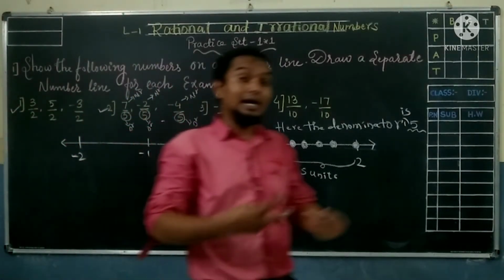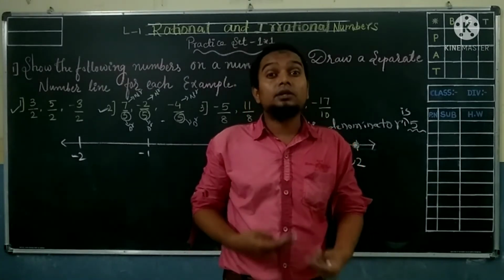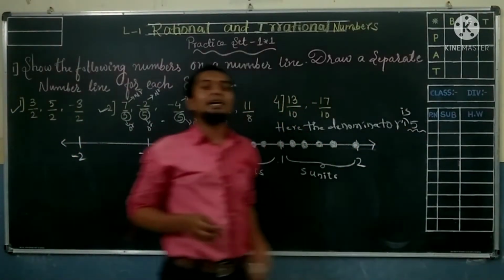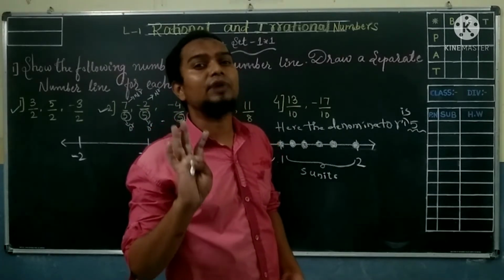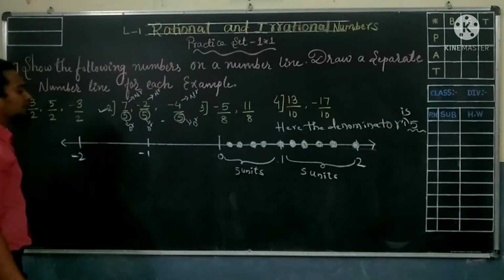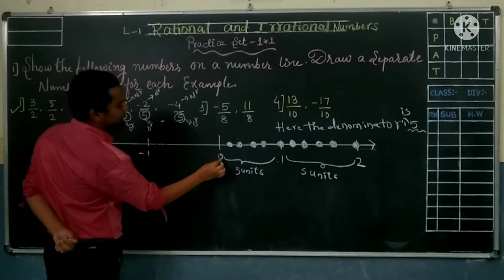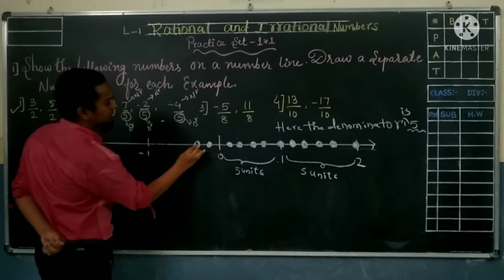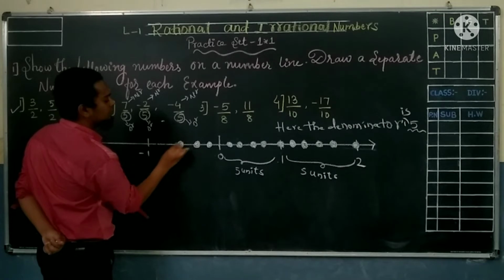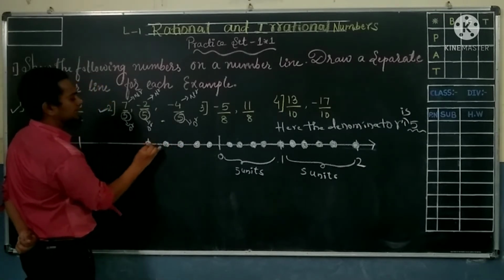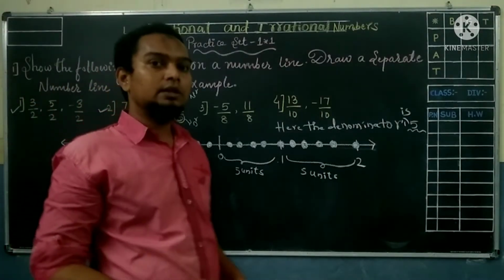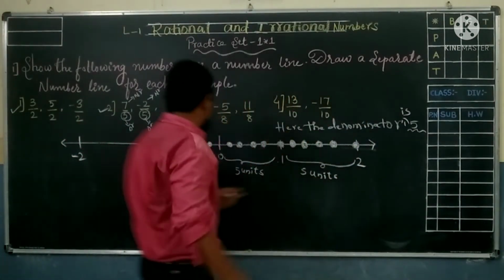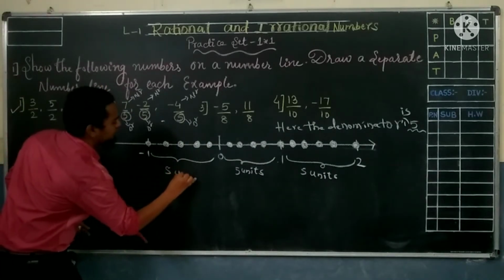The difference between every two numbers is given by the denominator, which is 5. Therefore, now we will leave 0. This is 1 unit, 2 units, 3 units, 4 units, and this one is 5 units. The difference between every two numbers is 5 units.